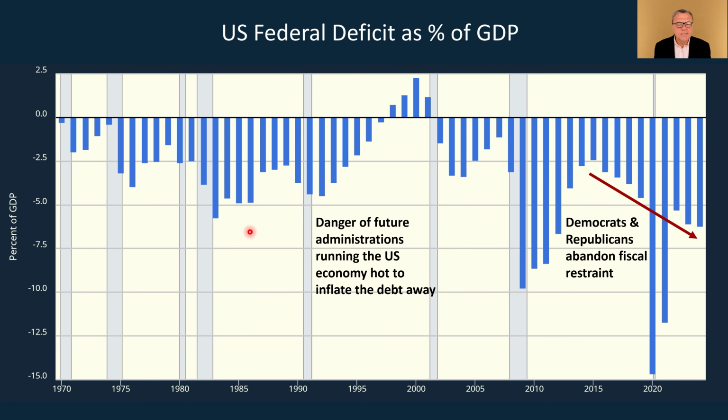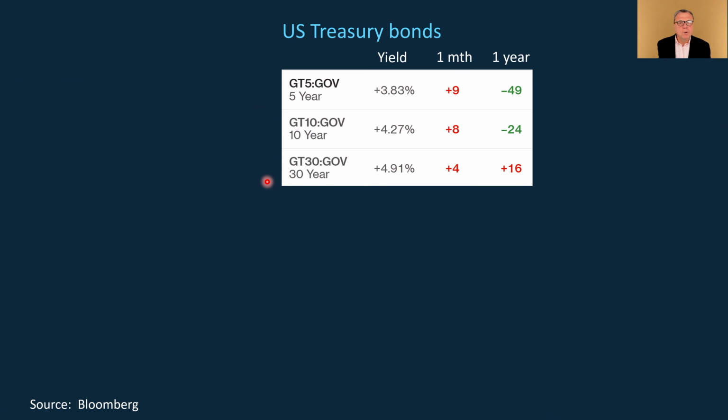Now, there's a way for us to see how long-term these concerns are. And we can see that in the Treasury bond market. So what we can see here is the required yield on 5-year, 10-year, 30-year government bonds. This is the return that investors are demanding to hold these bonds to maturity.